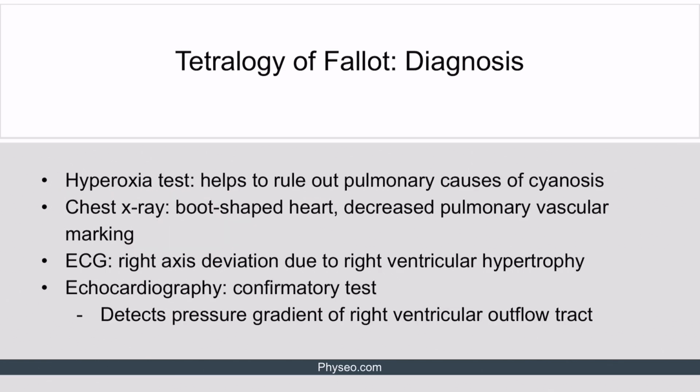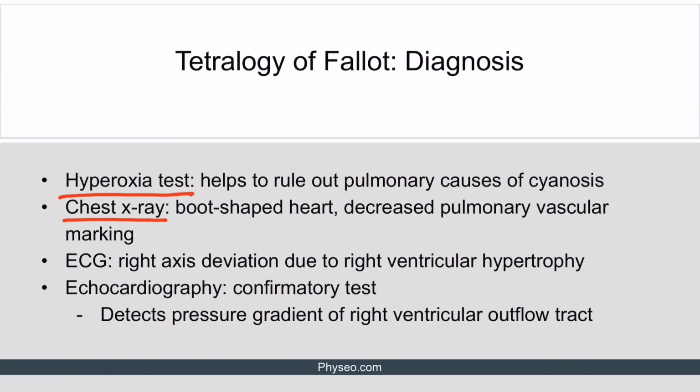Let's discuss the diagnosis. Hyperoxia test is an easy way to rule out the pulmonary causes of cyanosis. Infant is placed on 100% oxygen concentration for about 5 to 10 minutes. If the partial pressure of oxygen rises to 100 or higher, this indicates presence of possible pulmonary causes. However, if the hypoxia is persistent and partial pressure of oxygen remains below 100, it suggests presence of right to left shunting. Chest X-ray shows boot-shaped heart due to right ventricular hypertrophy and upturned cardiac apex.